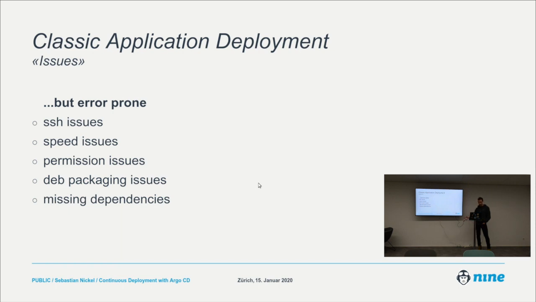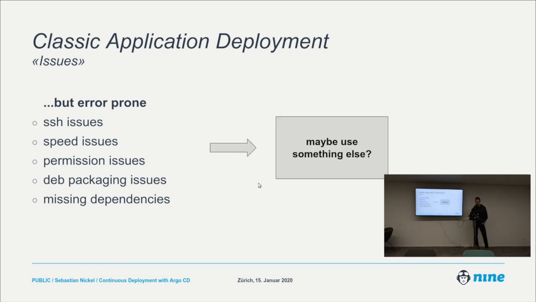Sometimes you had permission issues. Again, Debian packaging issues because you have to build it. And missing dependencies, that's also something I encountered quite a lot. Some developer had the missing dependency installed on their local environment, they went to production, and then the exceptions were falling like rain, I'd say. So maybe we should use something else.